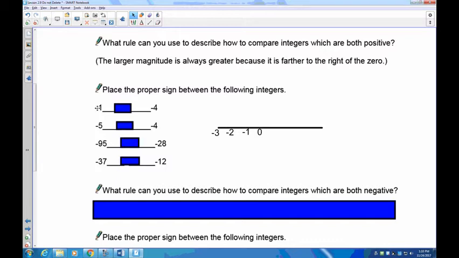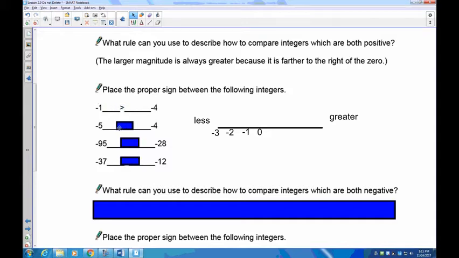All right. So in this case, -1 is actually greater than -4 because everything on this side over here is greater, and this side over here is always less. All right. So we have the less side and we have the greater side. Okay. So since this -1 is greater than the -4, which would be less, the alligator is going to eat the -4.